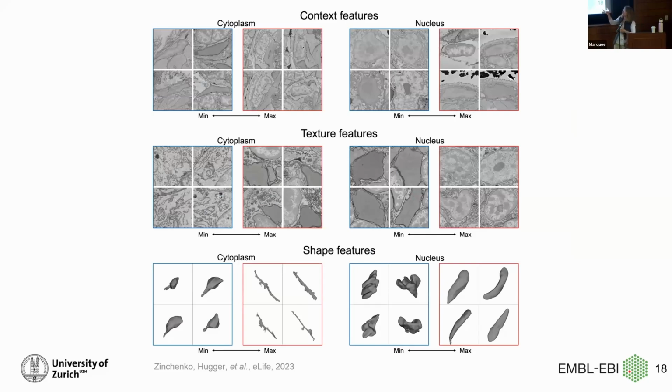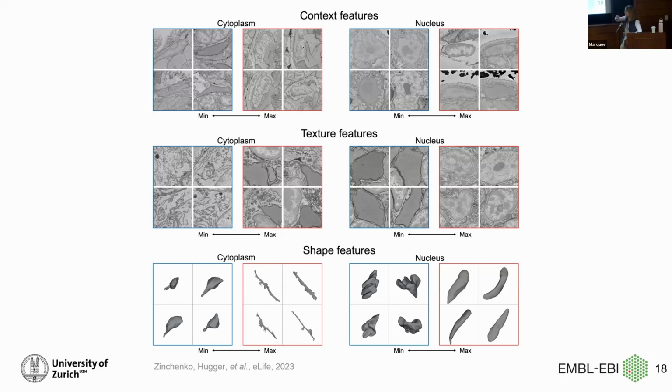And that's what you see on this slide for each of the three branches: the low-res context texture feature, the high-res no context texture feature, and the shape features. Here you have always two boxes, a blue and a red one. In the blue box, you have 4 cells that would have the smallest value for the given feature that I'm showing you here. And in the red box, 4 cells that have the highest value for the feature I'm considering. So again, this is not something that gives me an actual mathematical expression of the feature, but it gives me a sense of the range of morphologies that this feature captures.